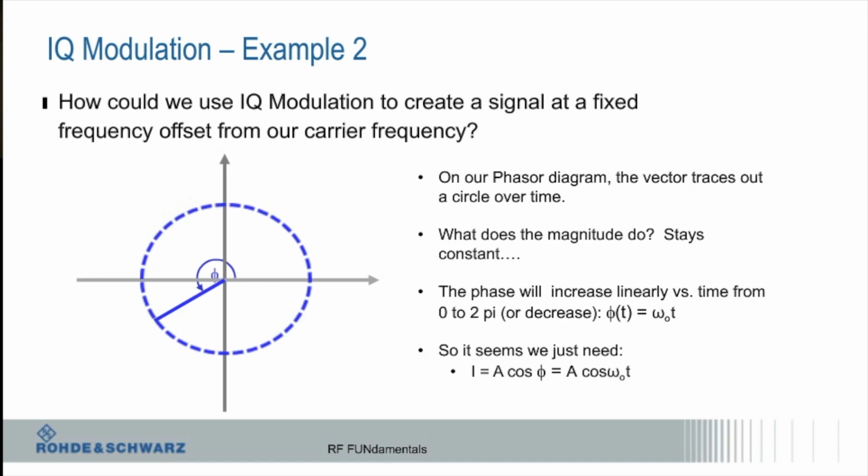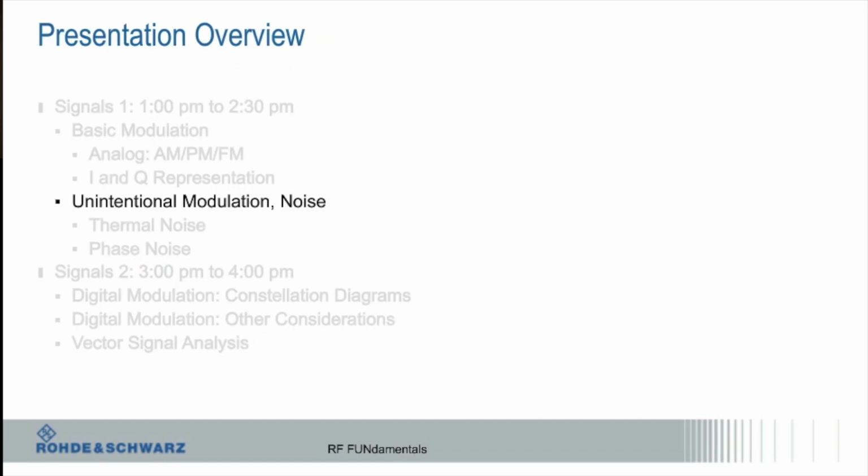So, you know, I is a cosine phi of t, which also equals a cosine omega naught t. Okay, so fairly uninteresting. Okay, so noise, right? So different types of noise that might affect you or you might be concerned about with this.